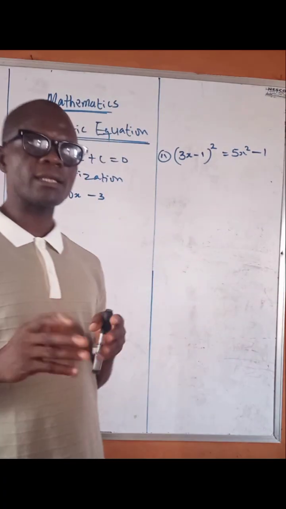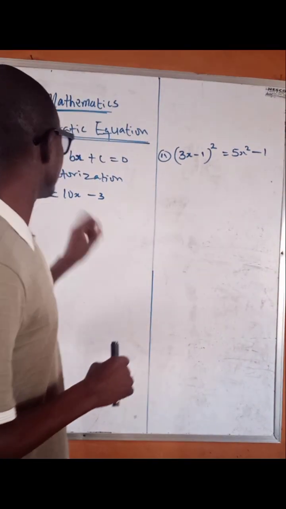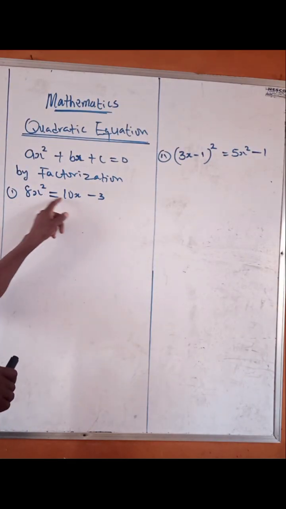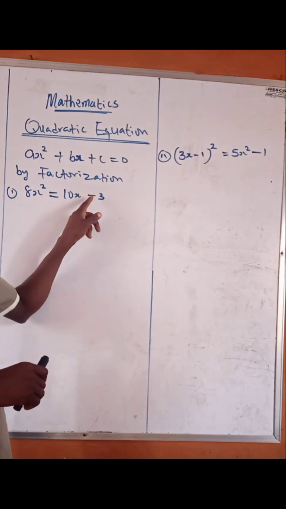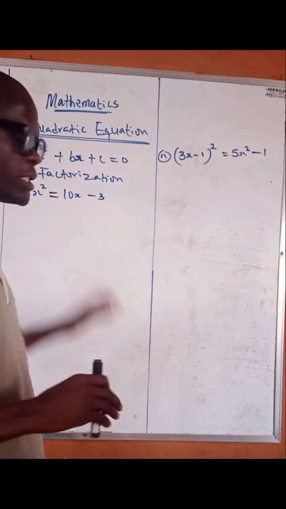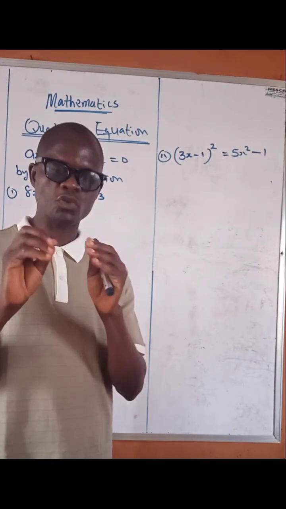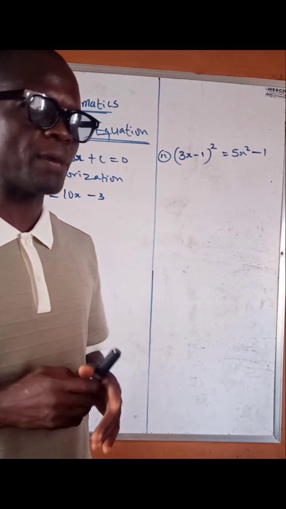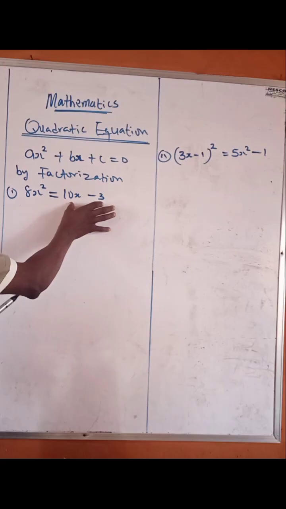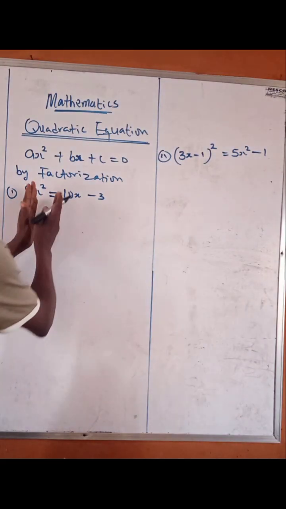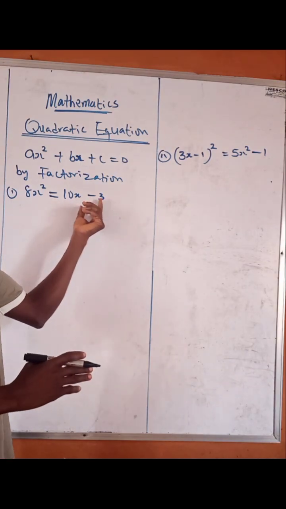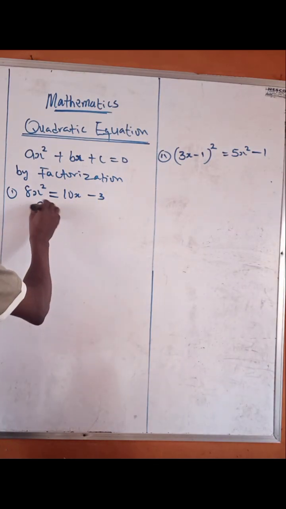Now, in factorization method, whenever we are given an equation, let's look at the equation on the board. 8x² = 10x - 3. The first thing you will discover is that this particular question is not well arranged. So the first thing is to arrange it in a manner that will be very convenient to solve. If you have to arrange it, then we carry everything here. You can discover we have two parts. We have right hand side, we have left hand side. So let's move everything from this right hand side to this side.